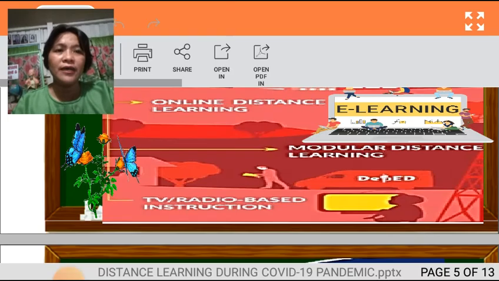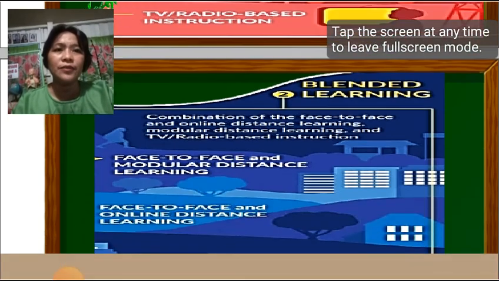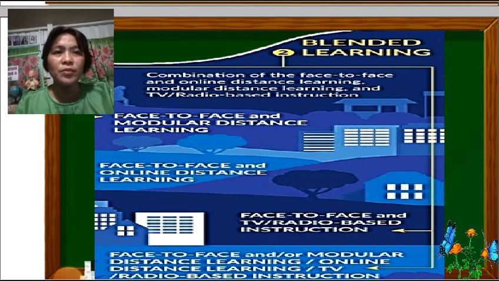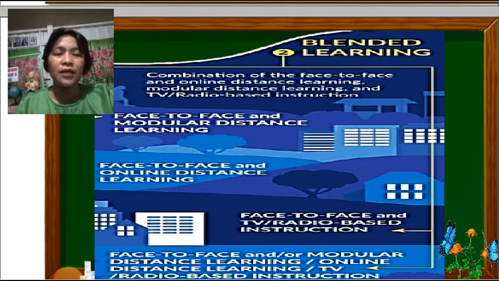After this, we have blended learning. So what is blended learning? It is the combination of face-to-face and distance learning, like modular distance learning and radio and TV-based instruction. This blended learning is used when the area moves from ECQ or GCQ to MGCQ, Modified General Community Quarantine. So a limited, small number of persons are allowed to go outside.